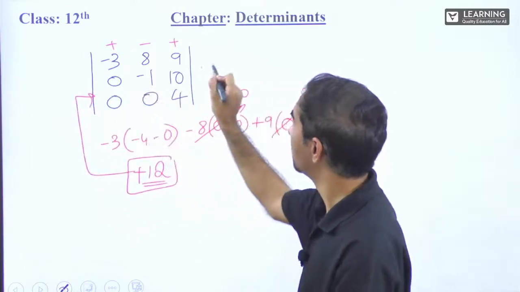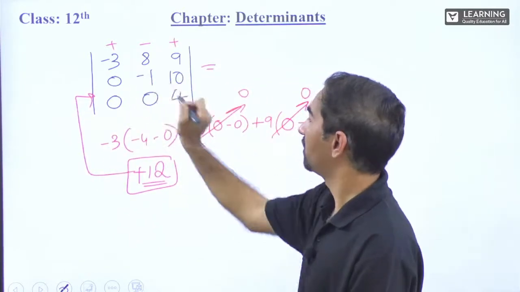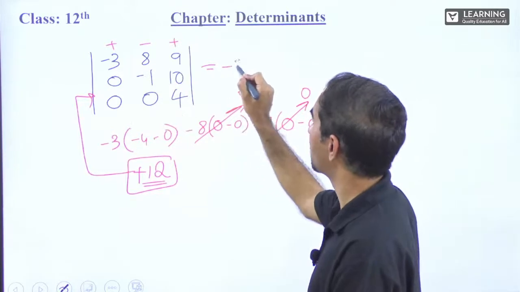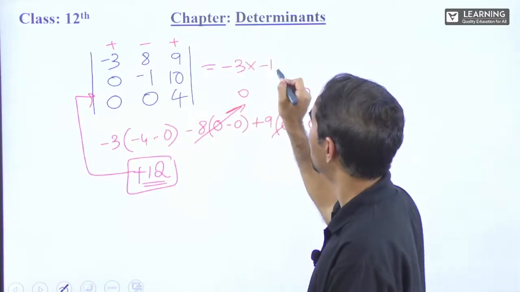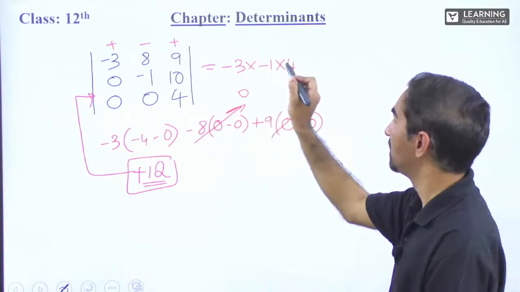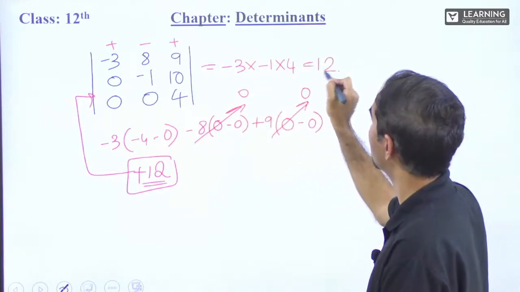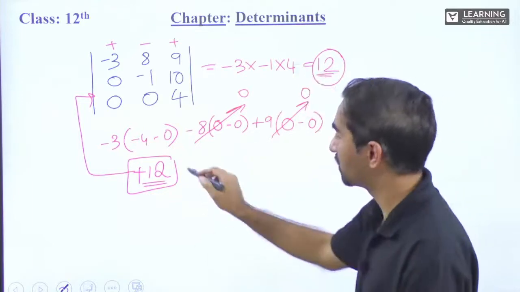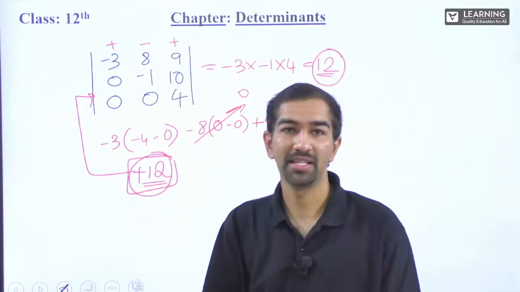What we had seen, product of the diagonals. So what is the product of the diagonals? 3 into -1 into 4. So -3 into -1 is +3. +3 into 4 is equal to 12. So see this, +12 and +12. So this is our what?